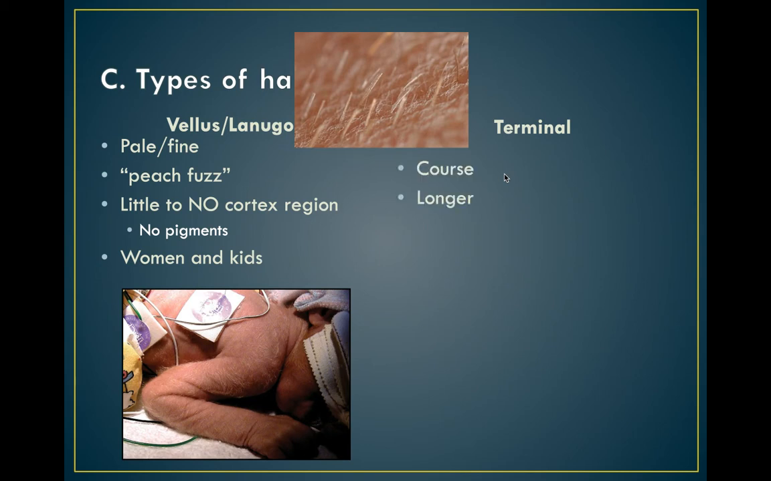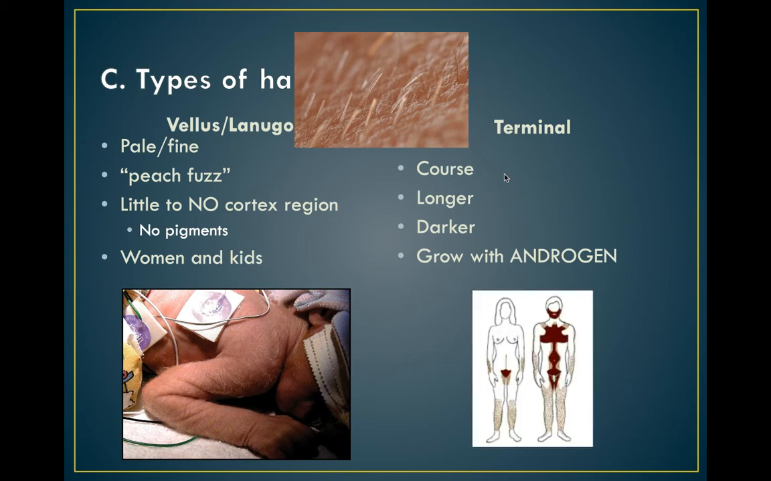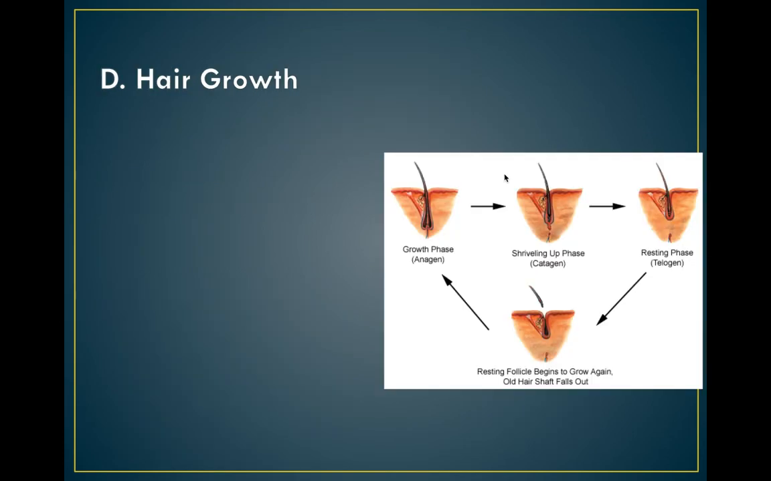Terminal hairs are very different. They're coarse, they're long, they're dark, and really they grow in the presence of androgen. So think of the hair development that occurs at puberty. The hairs that grow darker and longer and thicker at puberty, those are terminal hairs. And so if you sampled a leg hair or an arm hair, you might have noticed in the hair lab that those are pretty dark and pretty coarse because of the hair type that they are.